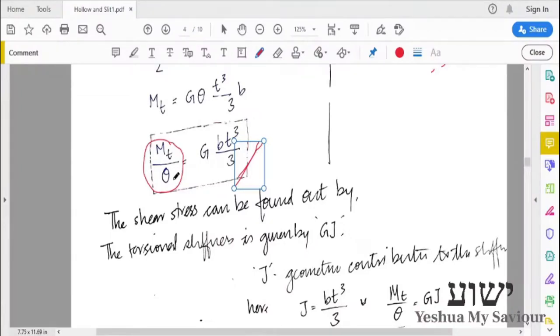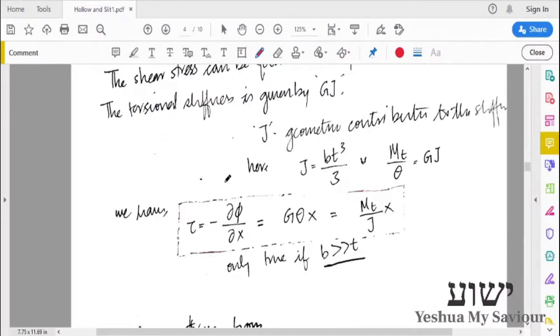So mt by theta is also called the torsional stiffness. In the case of a circular bar subject to torque, we have seen that mt by theta is equal to gj, where j is the polar moment of inertia, or the geometric component of stiffness. Here we have a similar thing. So here we can write j is equal to b t cube by 3.